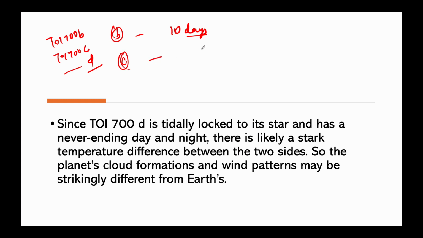Next we'll talk about the C planet. It is the middle planet and it is 2.6 times larger than the Earth, and it orbits every 16 days and is likely gas dominated. It's a gaseous planet, a gas dominated world, and it's also not in the star's habitable zone.